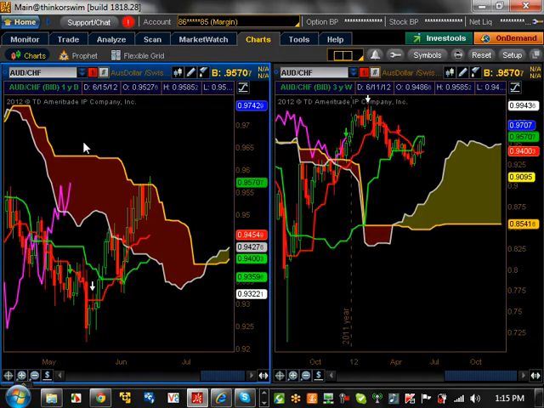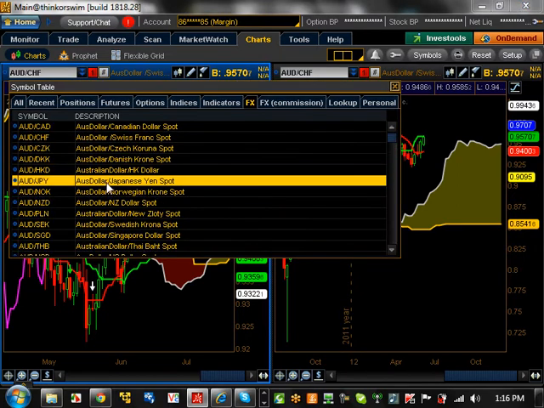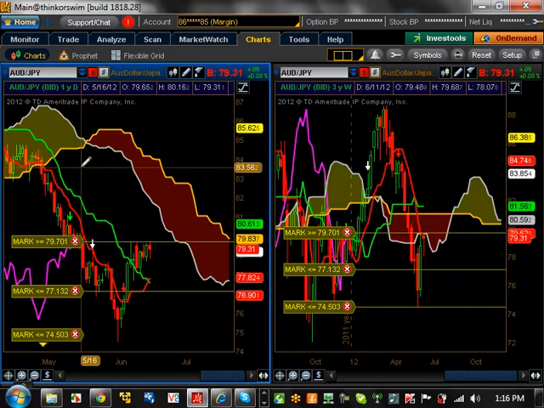Australian Swissy, nothing really going on here. It's at a major resistance level right now at 95.70, and the major support level is going to be 94.00. Nothing really going on there, so we're just going to keep on moving forward. Going to skip some of those exotic pairs here.